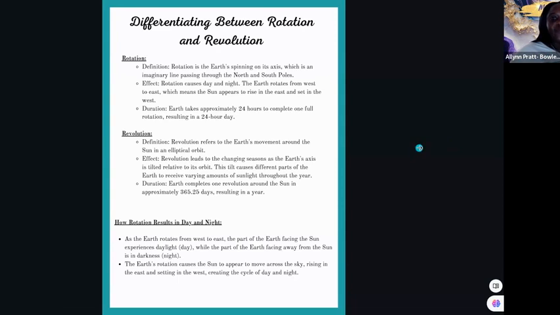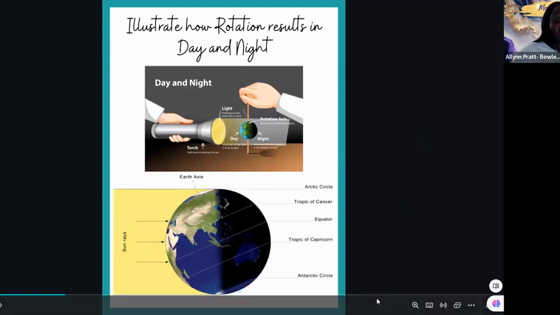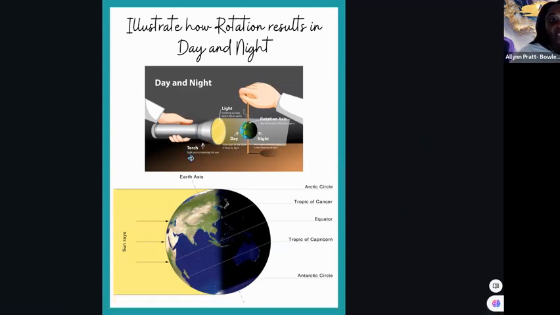So let's talk a little bit about those effects or those features that are produced with rotation and revolution. So what is day and night? And this diagram helps to show us how day and night occurs around the Earth. Like I said, this torch will be considered the sun, and the sun stays in that stationary point. And because the sun stays here, the light will constantly shine on one part of the Earth at a time.